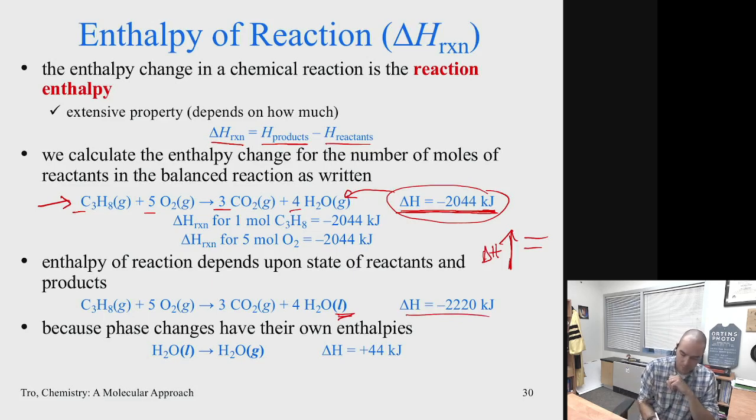It's because when we go from liquid to gas, we are actually going to have to input energy to get there, lose it from the combustion part of the reaction, and that's a positive delta H of 44 kilojoules. It requires energy to boil water away, right? That's what that's saying.